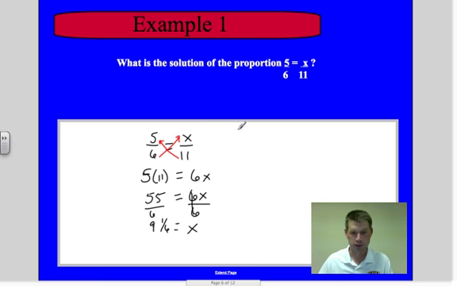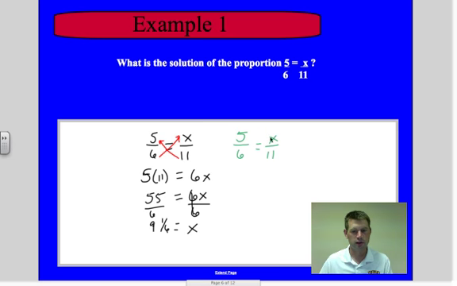Let me put that in green. If we say 5 over 6 is equal to x over 11, this is only going to work if we have the value that we're looking for right there. That's the only time it's going to work, because we want that value to be in the top. If it's in the denominator, we're going to have to cross multiply.